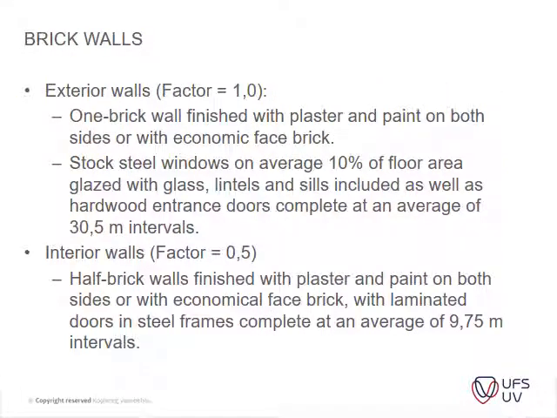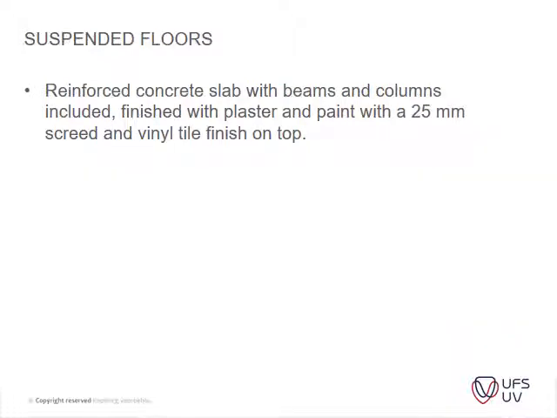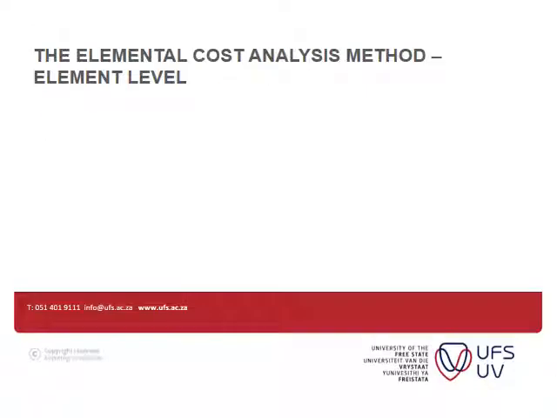Okay, so your brick walls usually have a factor of 1, your interior walls usually a factor of 0.5, and so forth. Okay, suspended floors: reinforced concrete slabs with beams and columns, included finishes with plaster and paint with a 25mm screed and vinyl tile finishes. So this is why your first floor factor is a little bit higher than your standard. Okay, good. And that concludes our first little section of this lecture.